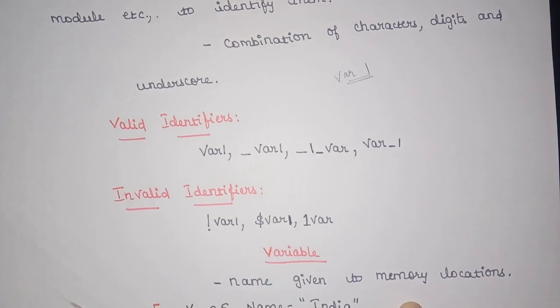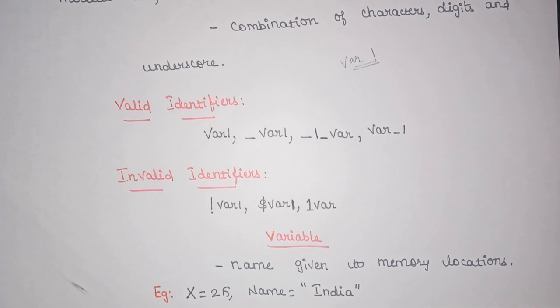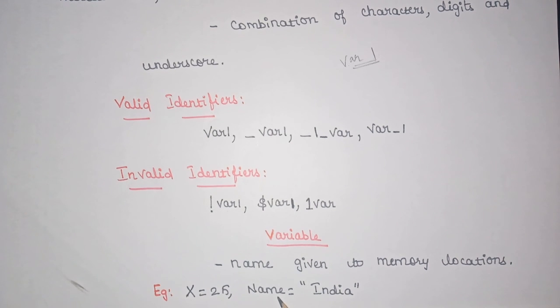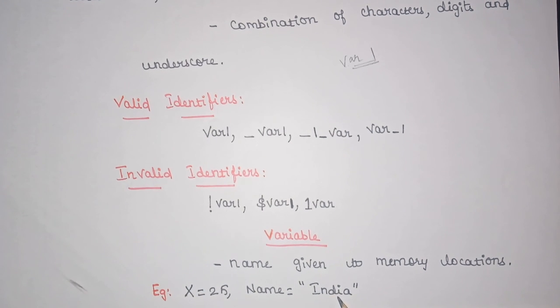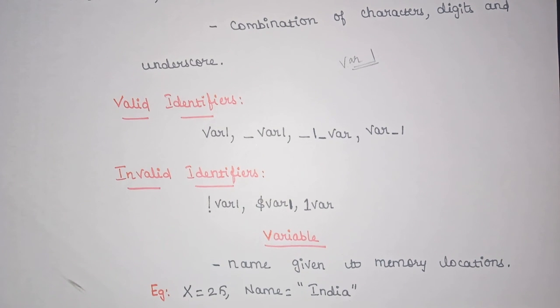These are some examples of variables. Here x is a variable which contains the value 25 of type integer. And here name is also a variable which contains the value India of type string. So this is all about keywords, identifiers and variables.